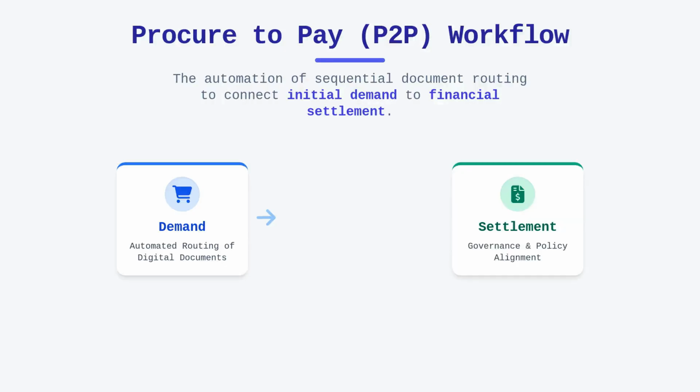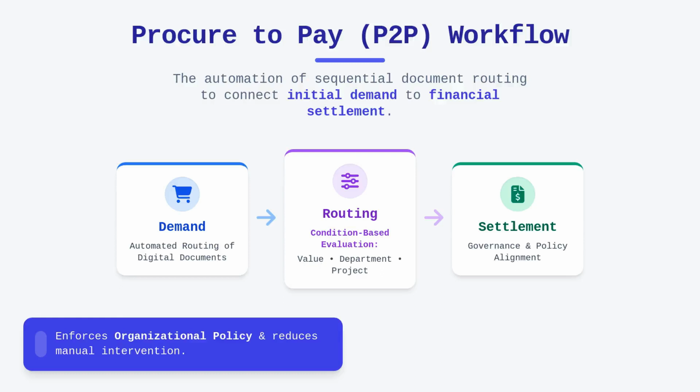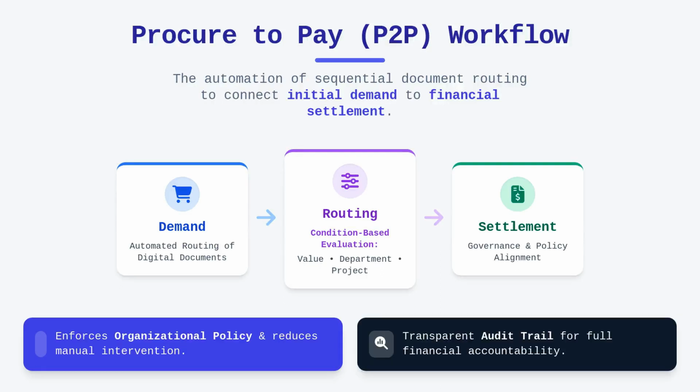A well-designed workflow utilizes condition-based routing where the system evaluates specific data fields such as monetary value, department dimensions, or project codes. These variables dictate precisely who bears the responsibility for approval at each stage. By configuring these dynamic assignments, you reduce manual intervention and create a transparent trail of accountability that auditors will inevitably scrutinize.